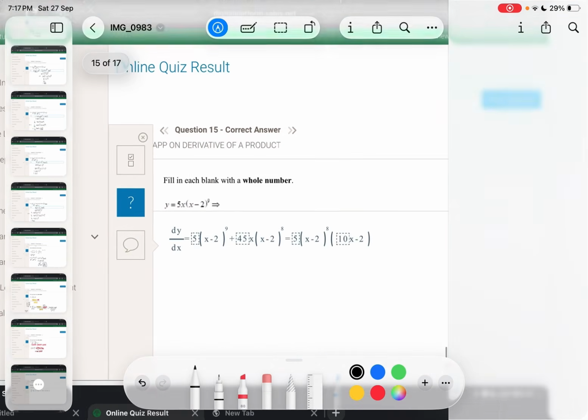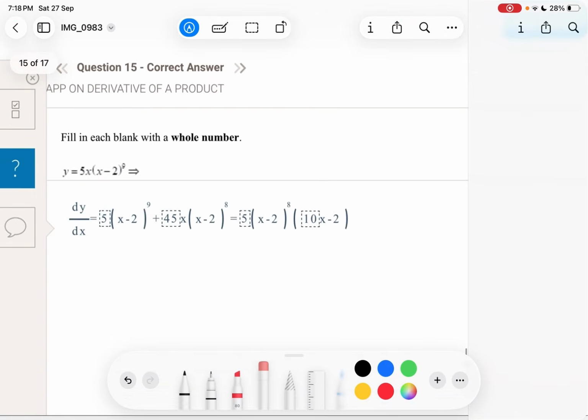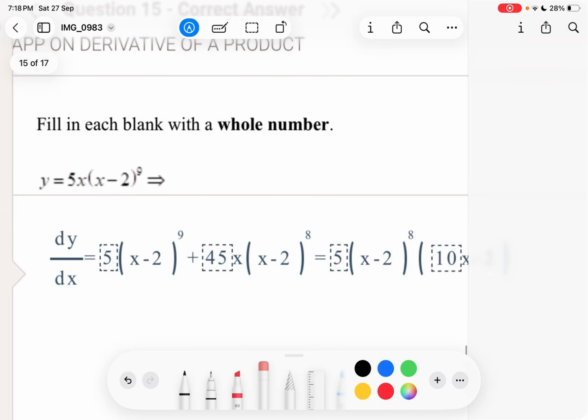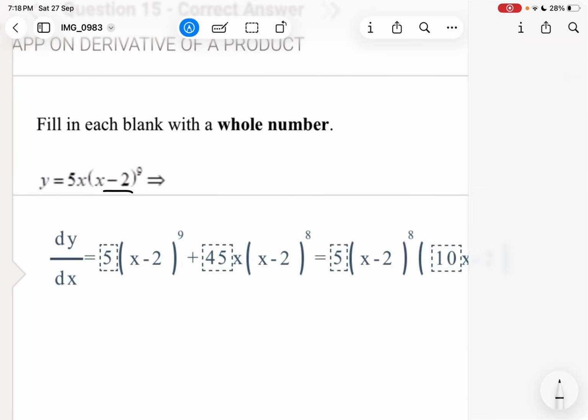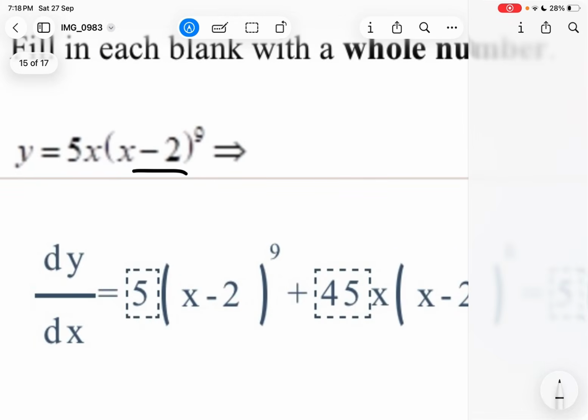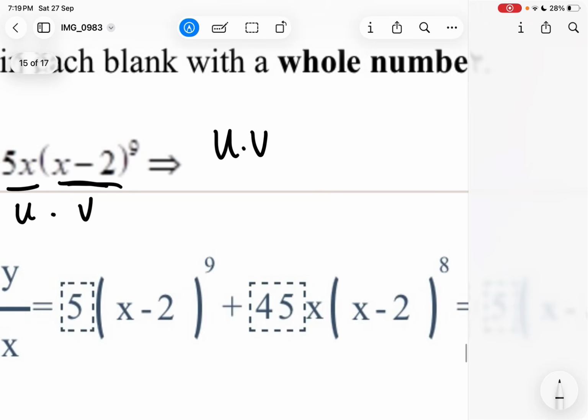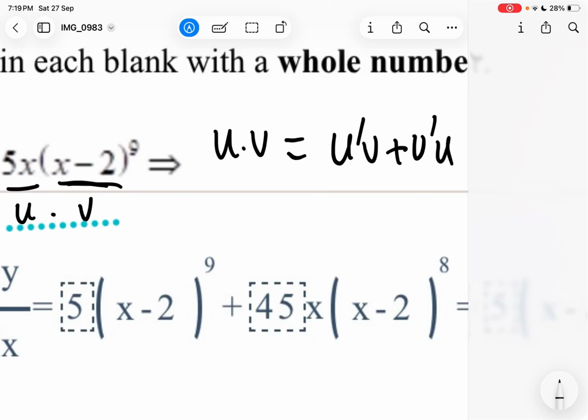Question number 15. Okay, question 15, you take this, which is u to the power of n, and you solve for it. First of all, you have to check what it is. So you see this is u and this is v, which is u times v, and the formula for u times v is u prime v plus v prime u, right?